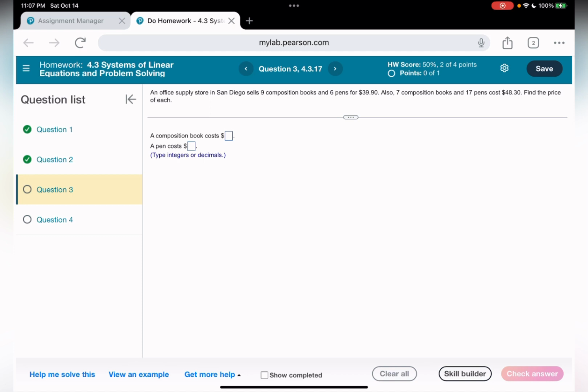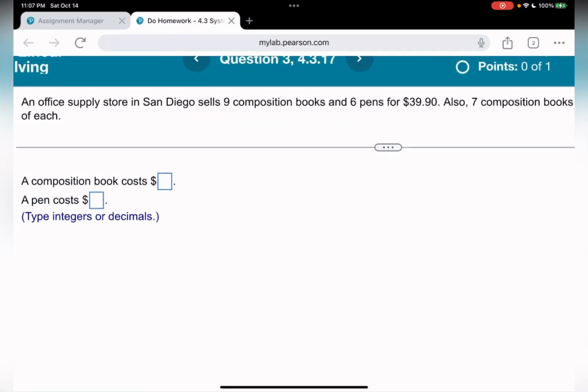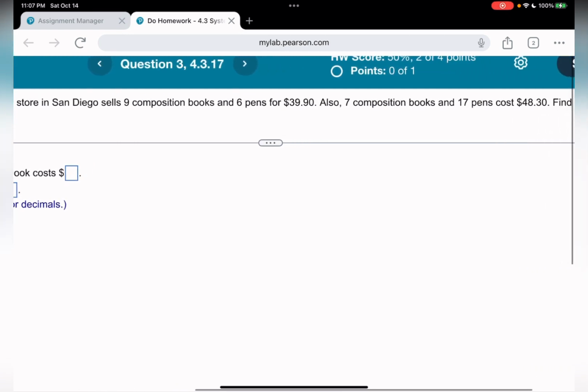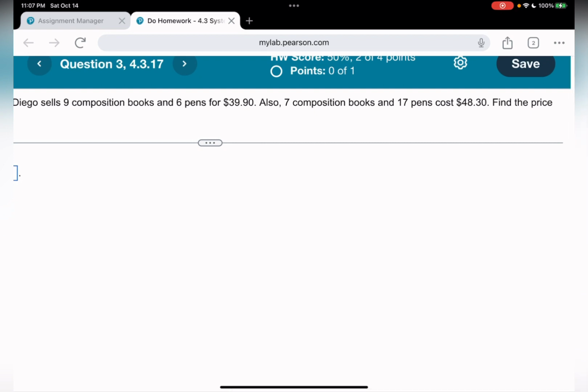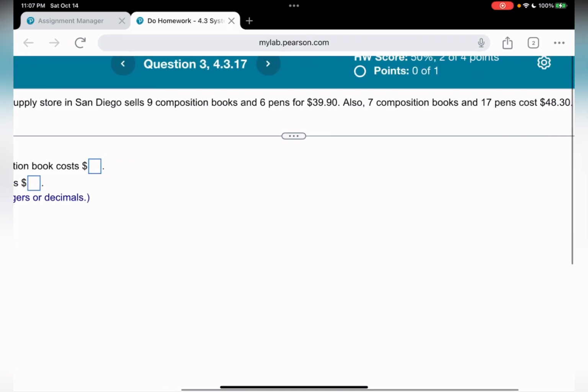Moving to the next question. Let's see what we have in the next question. An office supply store in San Diego sells 9 composition books and 6 pens. So 9 books and 6 pens for $39.90. Also 7 composition books and 17 pens cost $48.30. Find the price of each.